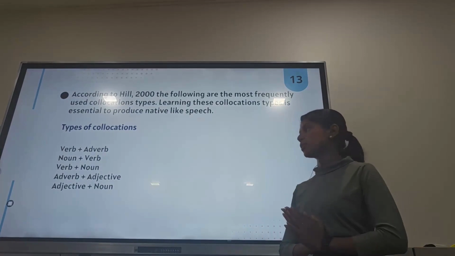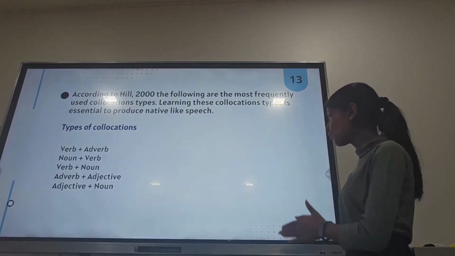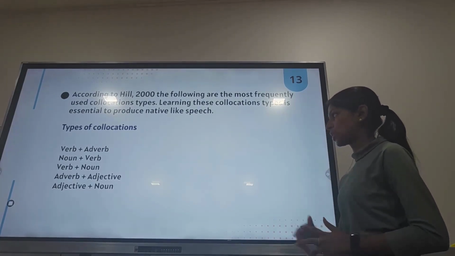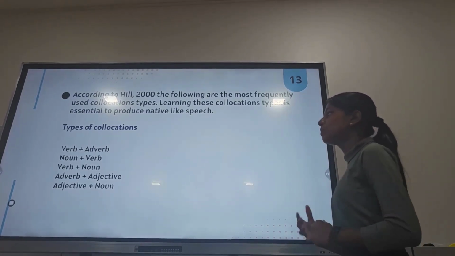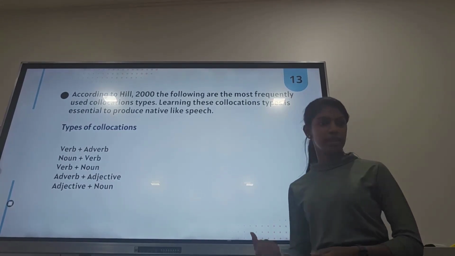According to Hill 2000, these are some of the most frequently used types of collocations. As you can see: verb plus adverb, noun plus verb, verb plus noun, adverb plus adjective, adjective plus noun.